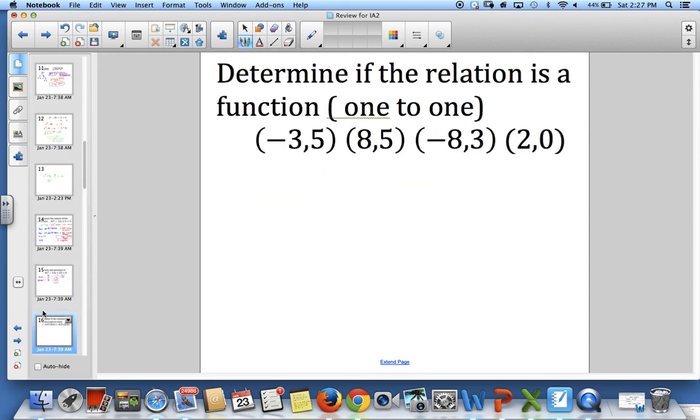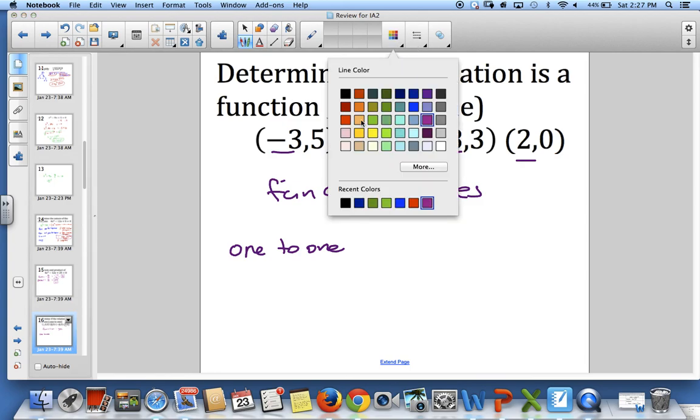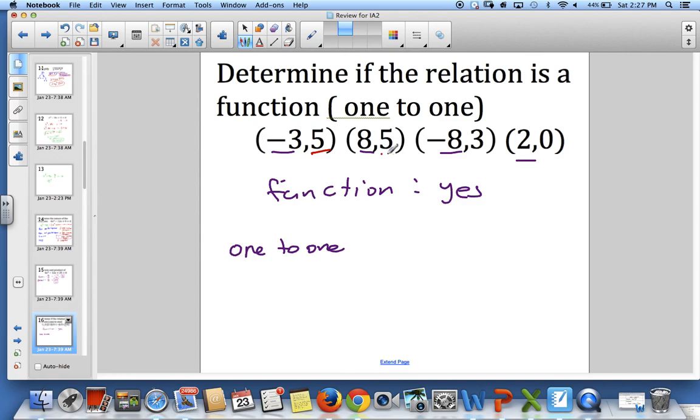Okay, next problem here. Determine if the relation is a function, first of all. Is it a function, yes or no? We look at just the x values. Since they're all different, it's a function. Yes. Is it a one-to-one function? For a one-to-one function, all the rules that apply to the x's also apply to the y's. While it is a function by the x's, for one-to-one we look at the y values, which are 5, and these 5s repeat, so that's not a one-to-one function.